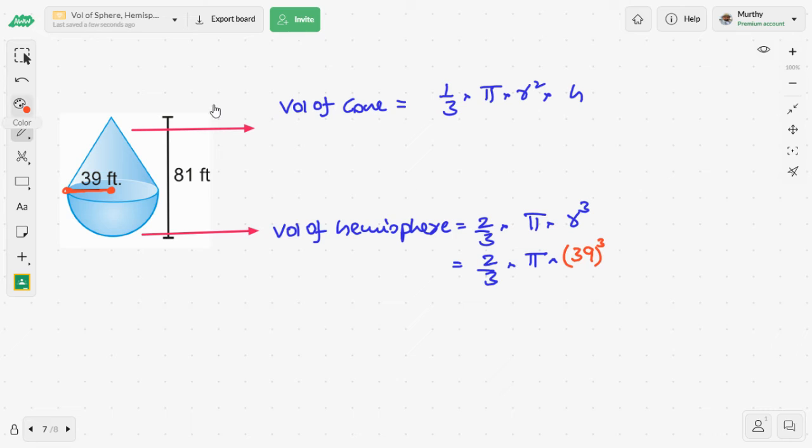And coming to the first part of the question, 1/3 pi. What is the radius? The cone radius is also the same as the hemisphere, right? Therefore 39 square, and for the height I see that 81 is given, so I'm taking height as 81. Okay, is this correct or not? Think for a moment. There is a mistake in my calculation. I want you to think.